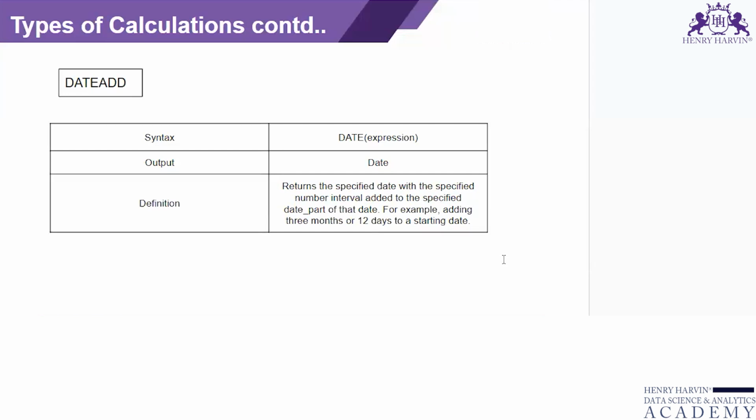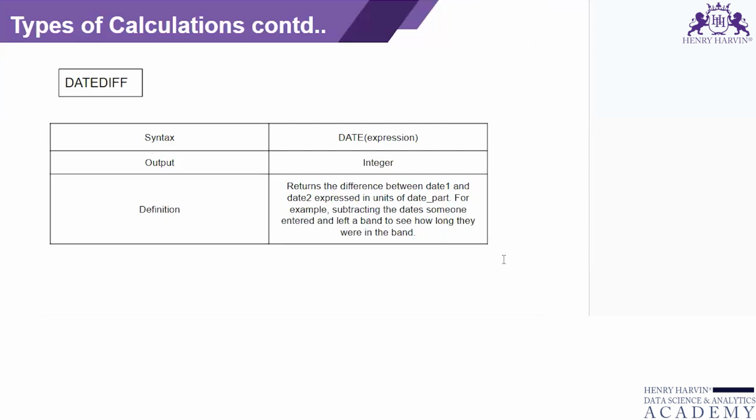Now there is something called date add. And what is the use of date add? It returns the specified date with the specified number of intervals added to the specified date part, for example, adding 3 months or 12 days to a starting date. So let's say you are on 6th October, and from here I want to add 10 days or 12 days and get the value, then you can use the date add function. Okay.